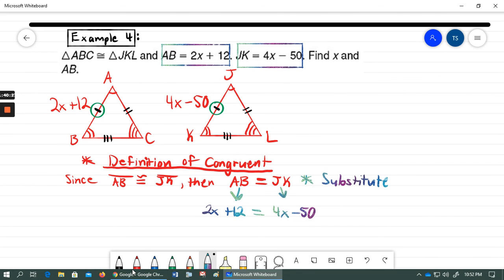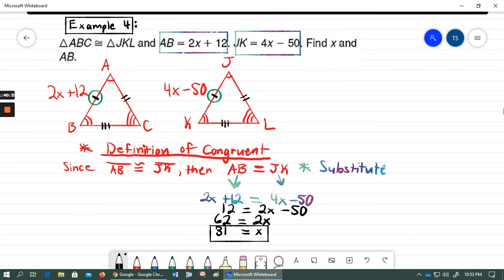I'm not going to take up video time solving that. We're just going to show the answer. So x equals 31. When we solve this equation, x equals 31. But that's not it, because they asked us to find x and to find the length of AB. So we're going to have to substitute again: plug our value for x into the equation that tells us the length of AB.